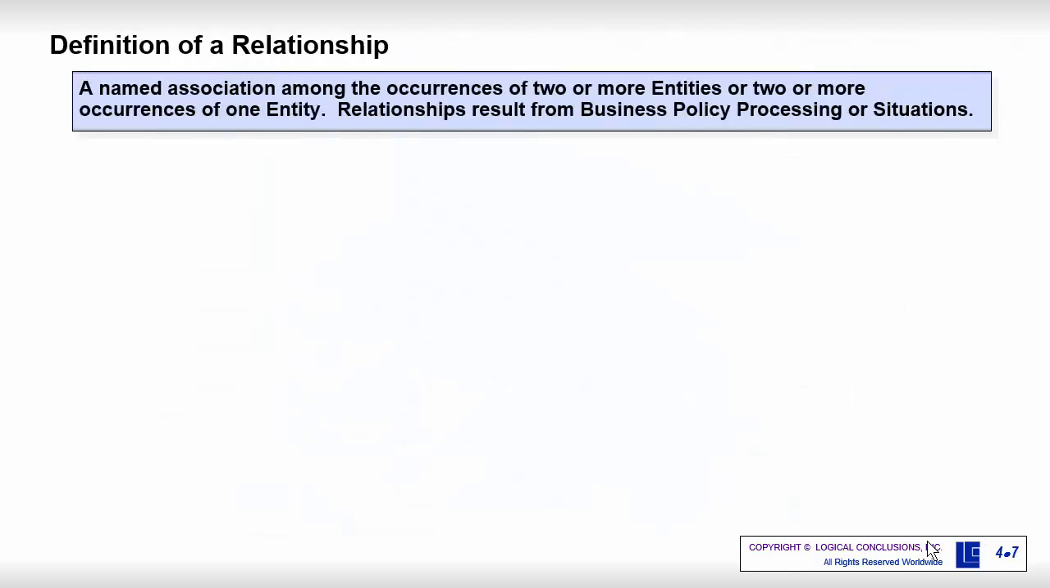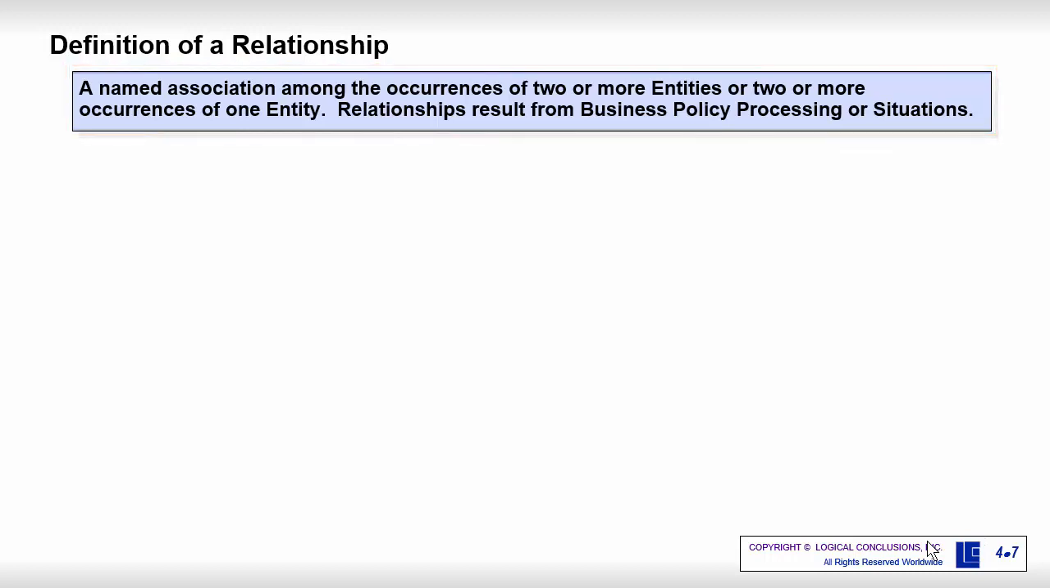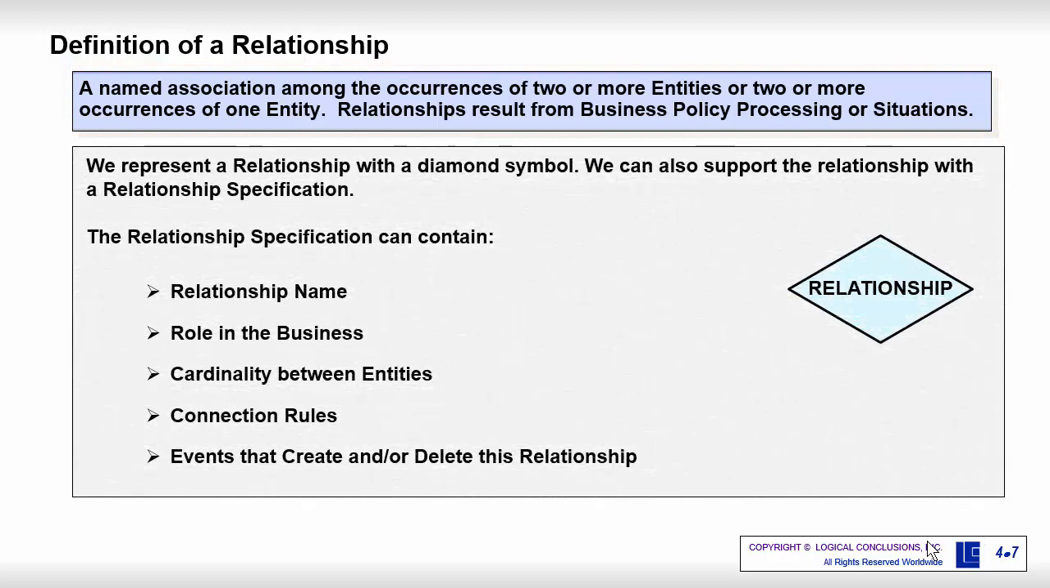Let me briefly define a relationship and what we gather in a specification for it. First, a definition. A relationship is a named association among the occurrences of two or more entities or two or more occurrences of one entity. Relationships result from business policy processing or situations. We represent a relationship with a diamond symbol. We can also support the relationship with a relationship specification.